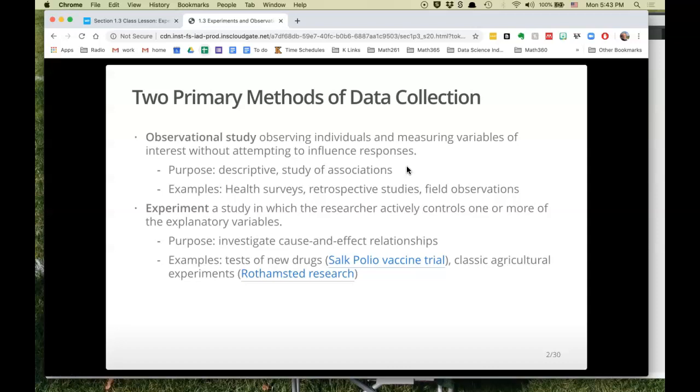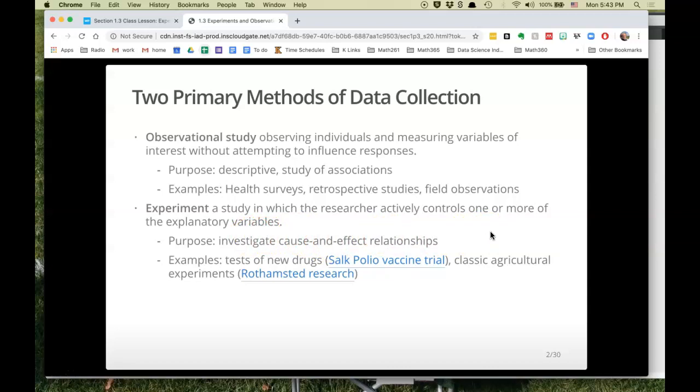Second is an experiment. In this case, of course, it is a study in which the researcher actively controls or imposes some kind of treatment. They control one or more of the explanatory variables. And the primary purpose is indeed to investigate a cause and effect relationship.